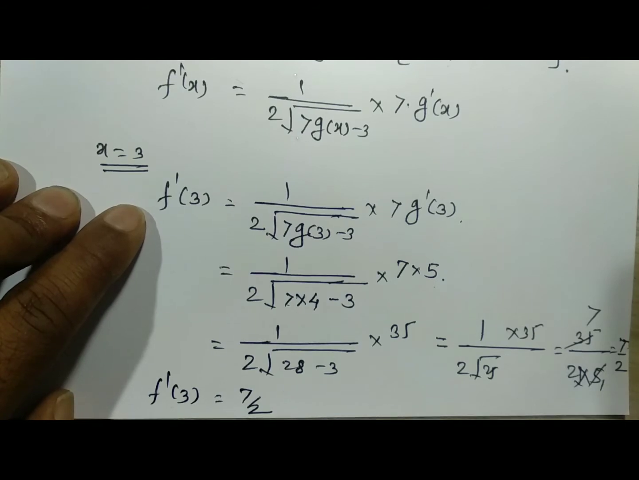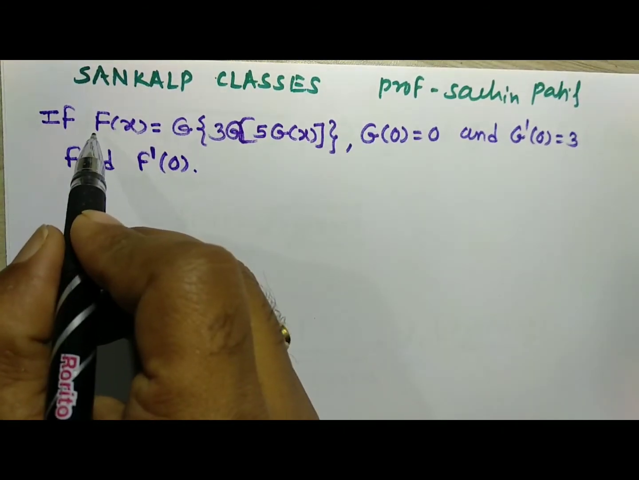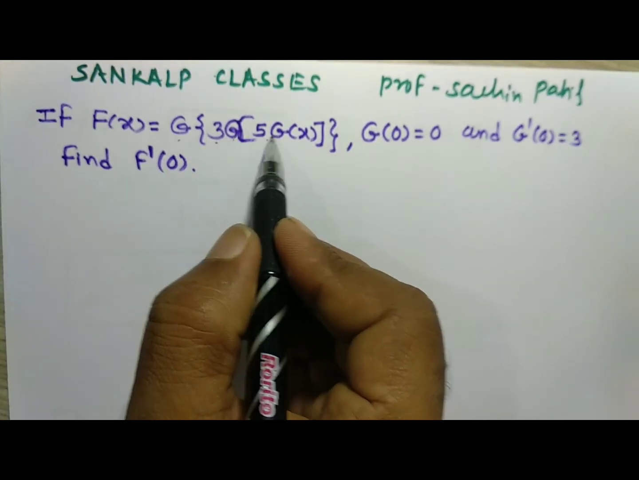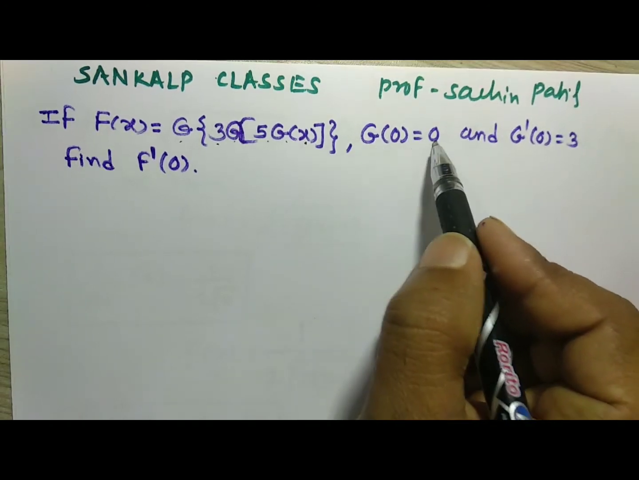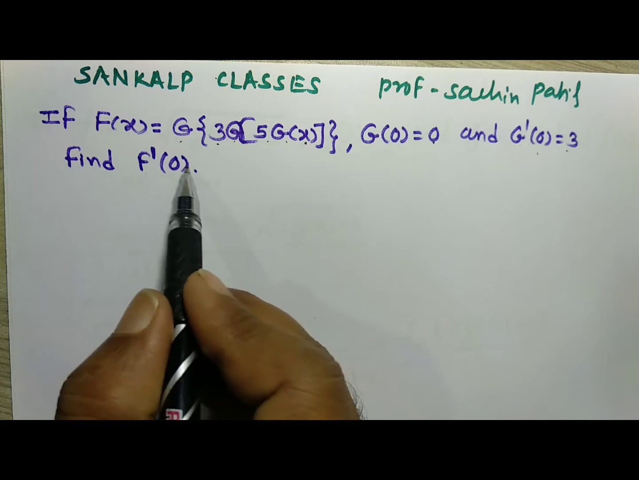Therefore f'(3) is equal to 7 divided by 2. Now we are moving to the next example: if capital F of x is equal to capital G of 3g of 5g of x, and g(0) is equal to 0 and g'(0) is equal to 3, then we want to find f'(0).